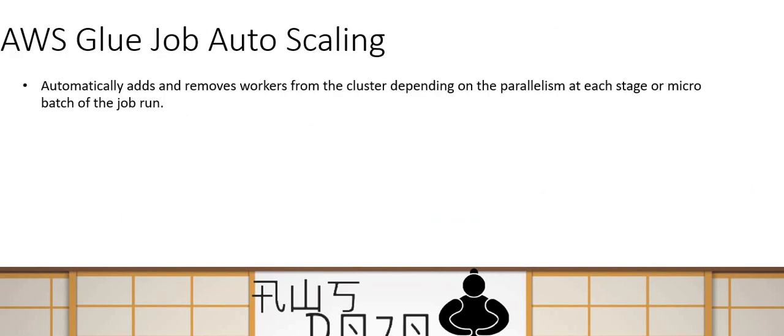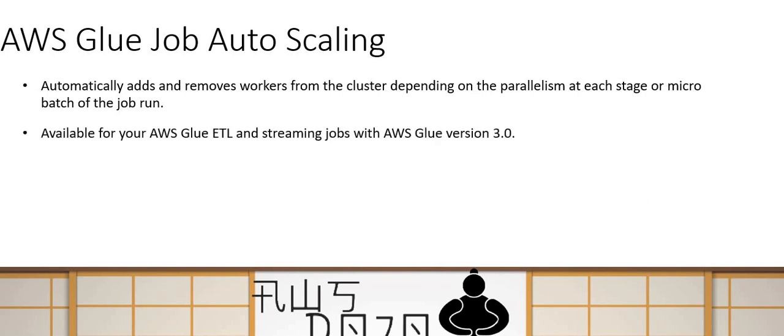So a few more facts to know about auto scaling. First of all, as I told you earlier, it automatically adds and removes workers in the job cluster, and that way it optimizes your cost, and you're still working under the maximum cap on workers, so you're not going to hit the roof in the name of auto scaling. Second thing, it can handle both streaming jobs as well as non-streaming jobs.